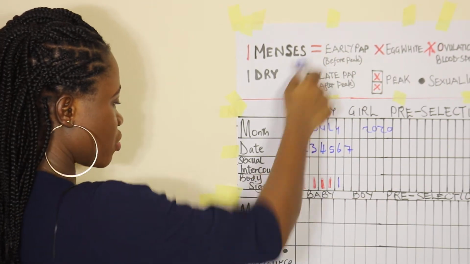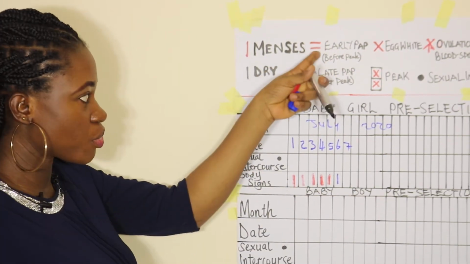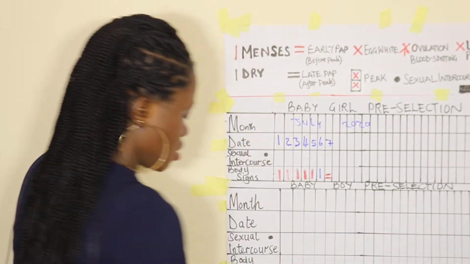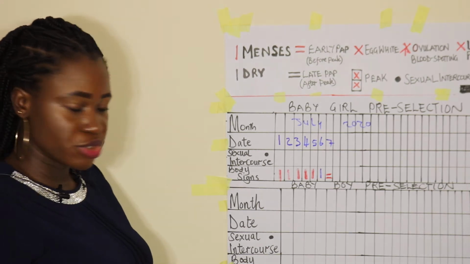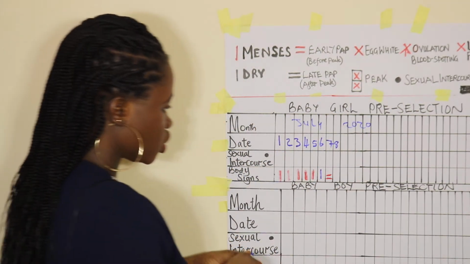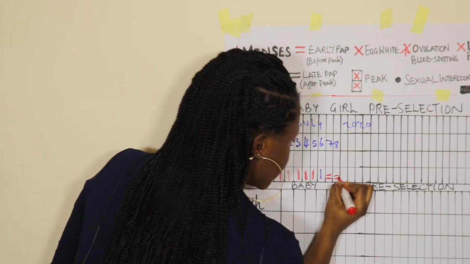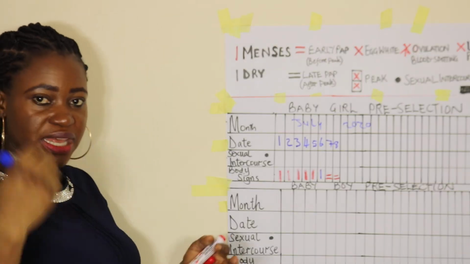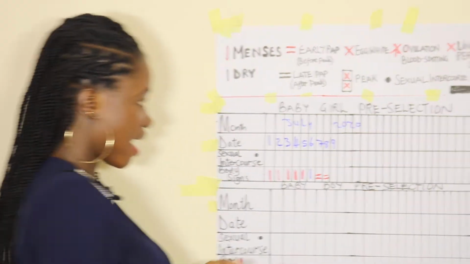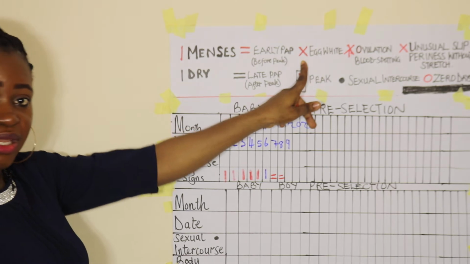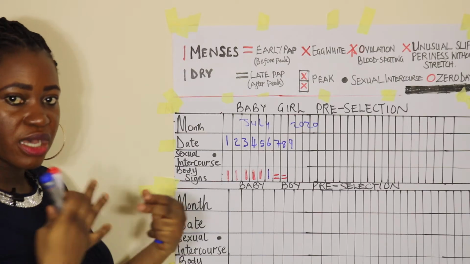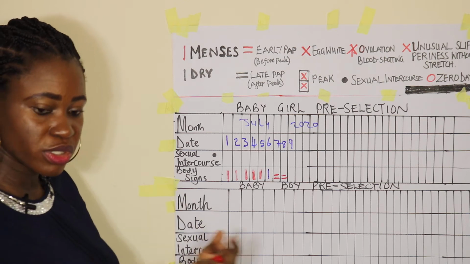And then she is going to mark her early pap sign, equal sign, in red on her cycle day 7. And then her early pap continued on her cycle day 8, which is the 8th of July, and then she marked her early pap sign. And then on her cycle day 9, being the 9th of July, her egg white fertile mucus started coming out, which is stretchy or slippery like an uncooked egg.